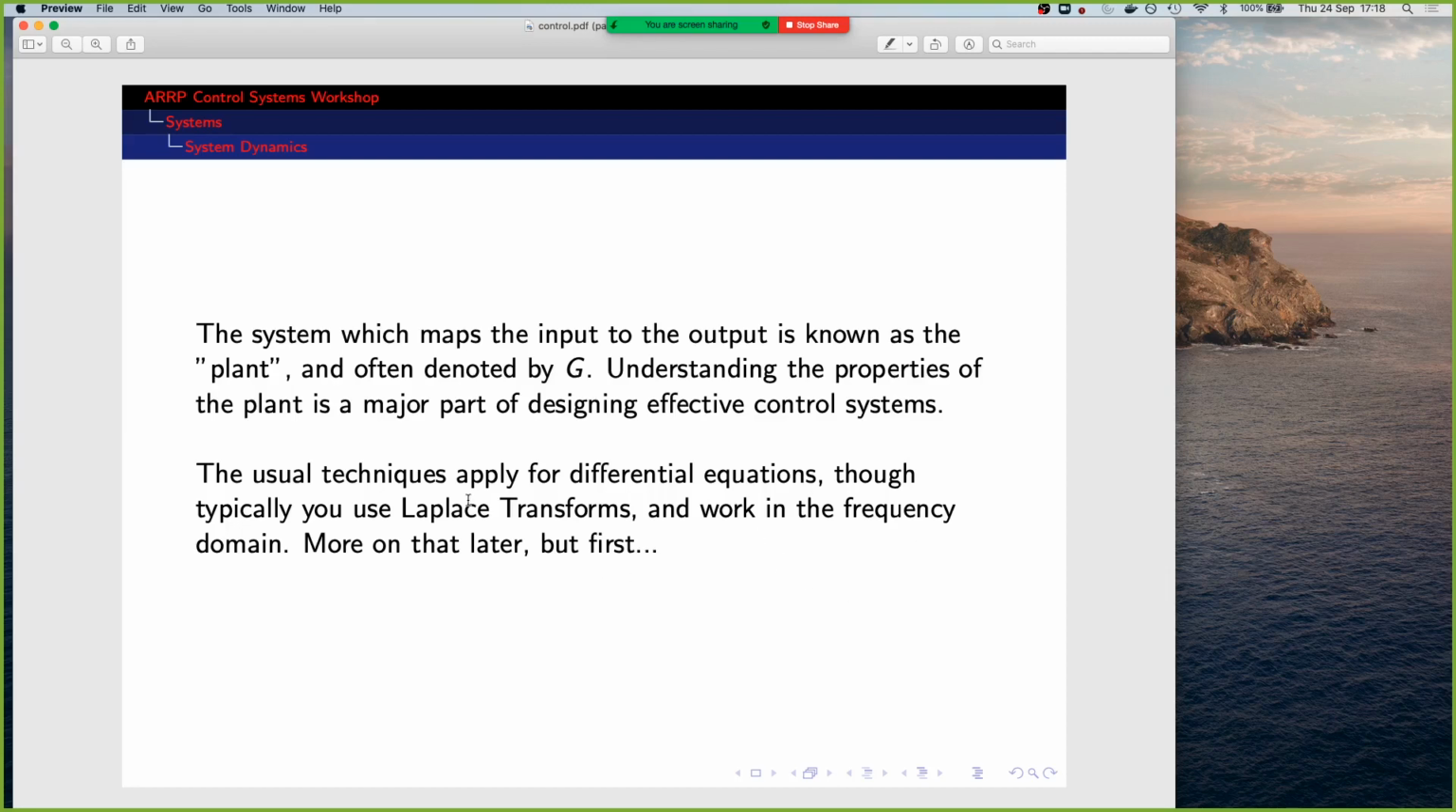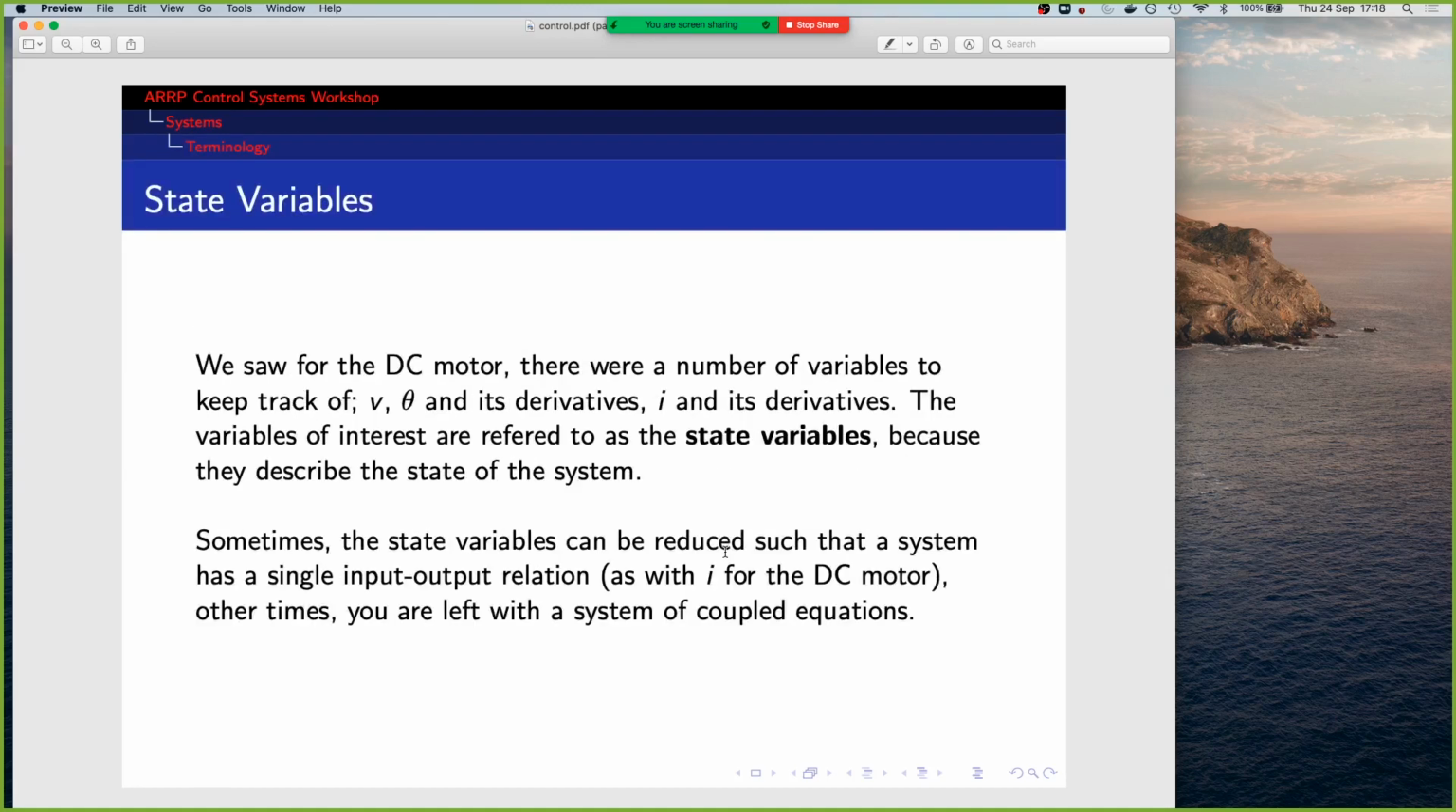Once we've got the plant differential equation, we can use our typical techniques for analyzing those equations. So Laplace transforms, super common for differential equations and working with control systems. And we work in the frequency domain. We'll talk about that a little bit more. First, I want to talk about the idea of state variables. State variables are the variables that describe the state of the system that we're working with. For the motor, there was the voltage, the angle and its derivatives, and also I, the current and its derivatives as well.